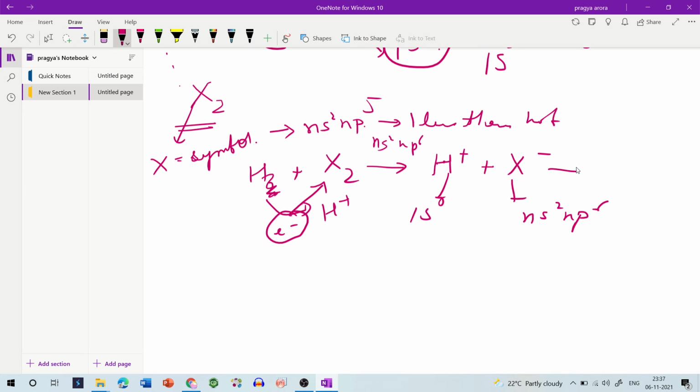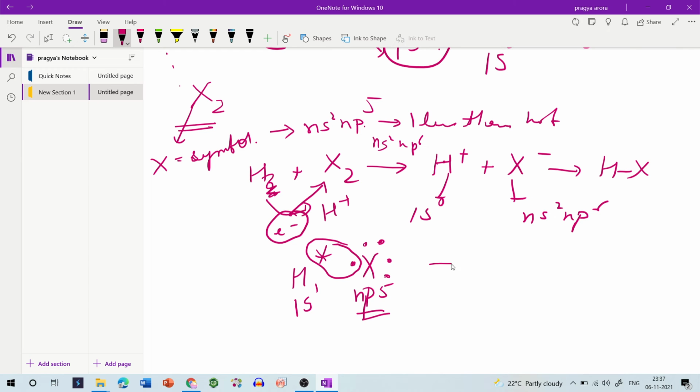So these are ions. It may react to form HX, or it could be that hydrogen has one electron and the halogen has five electrons in its p orbital. I am just writing ns2 np5. So hydrogen has 1s1, and the halogen has the electronic configuration ns2 np5. If they share one electron with each other, hydrogen will complete its doublet, whereas the halogen will complete its octet. It is now np6, because it has gained one electron from hydrogen.